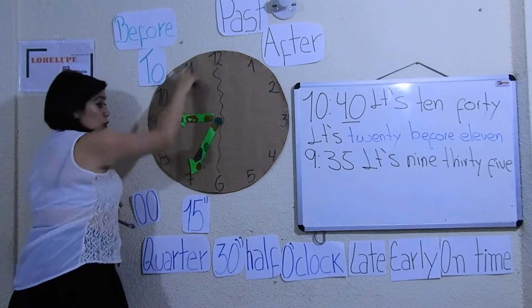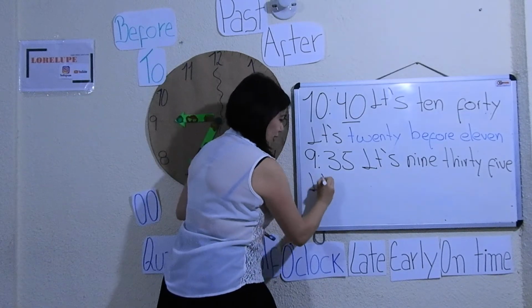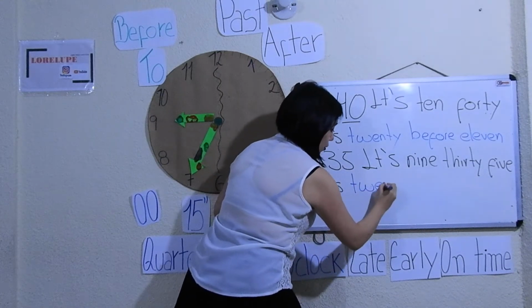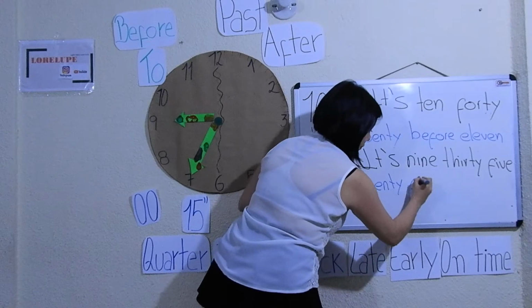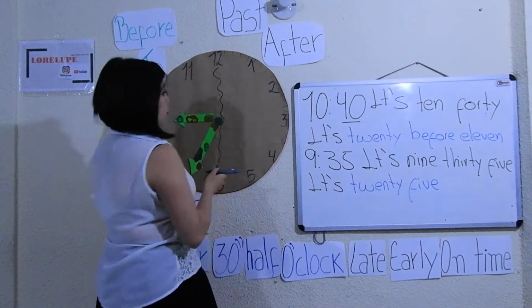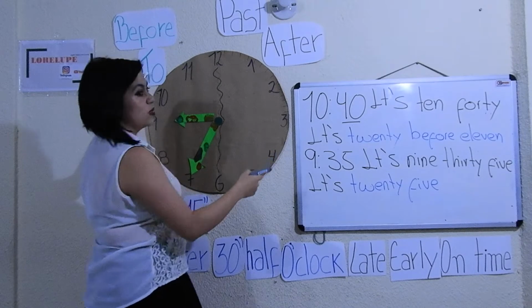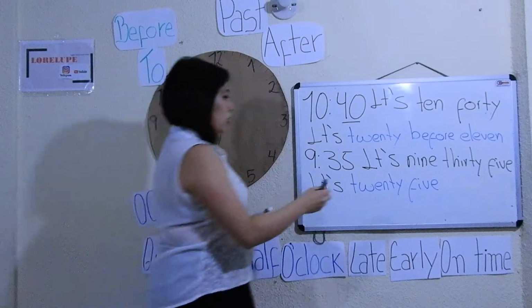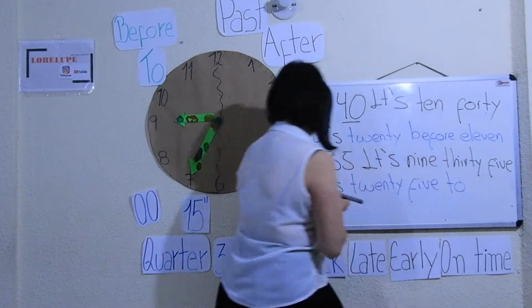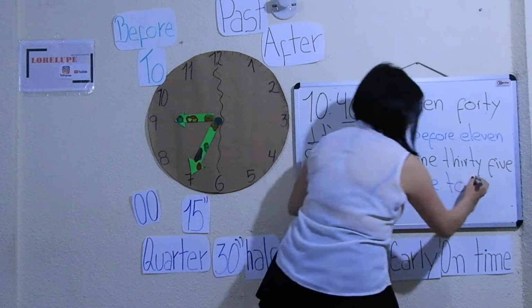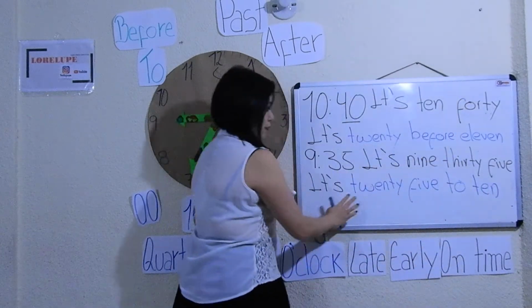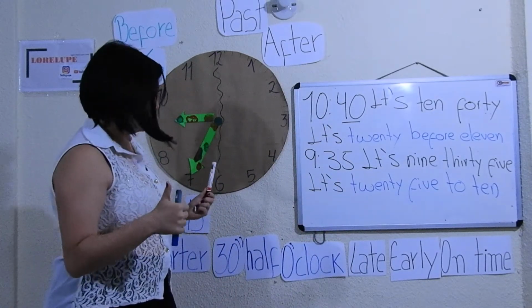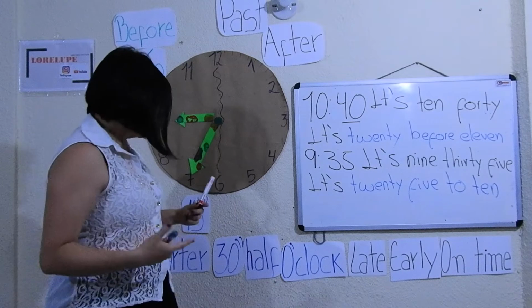5, 10, 15, 20, 25. So, it's 25. Well, we use before, and so we are going to use to. No importa cuál de las dos, solo que las ubiques en el lugar adecuado. 25 to 10. 25 para las 10. Okay? Could you see? That's good, that's easy, just practicing.